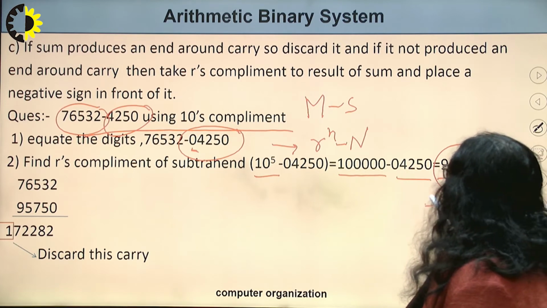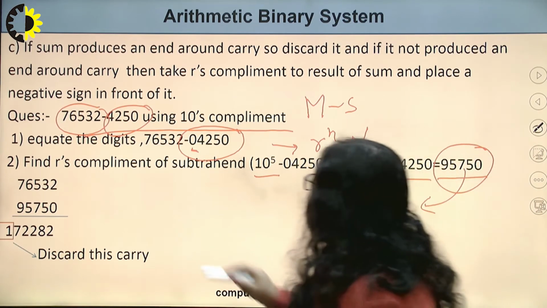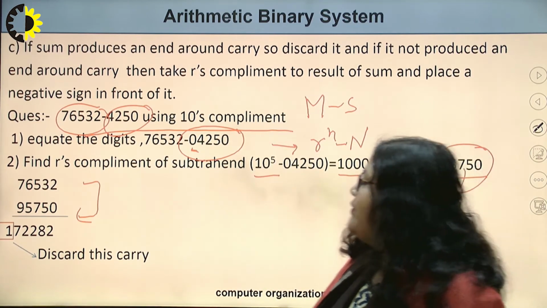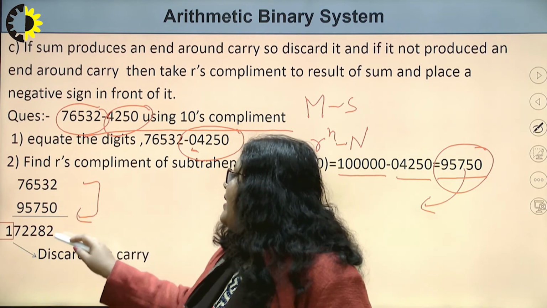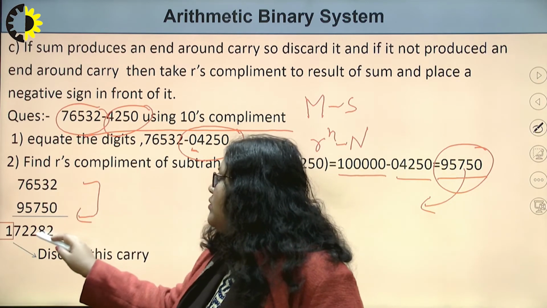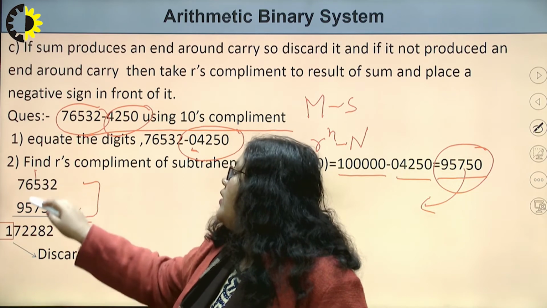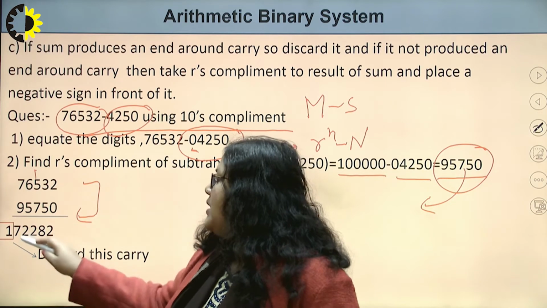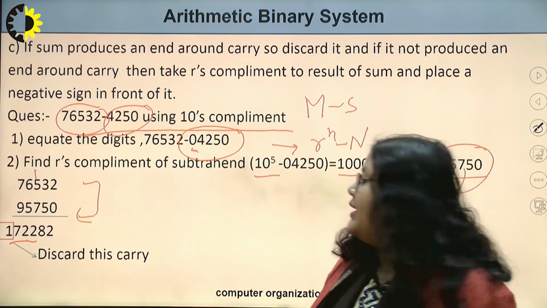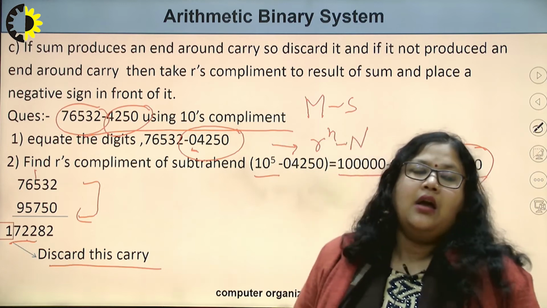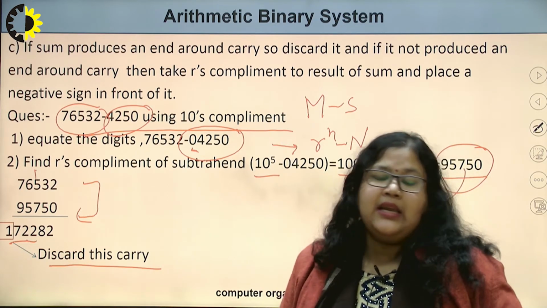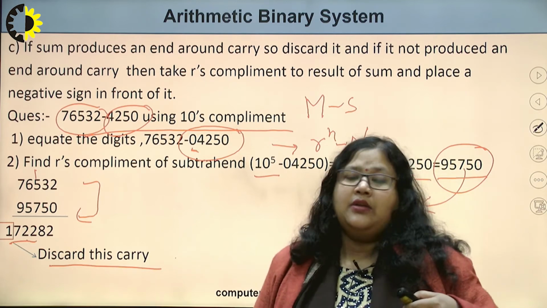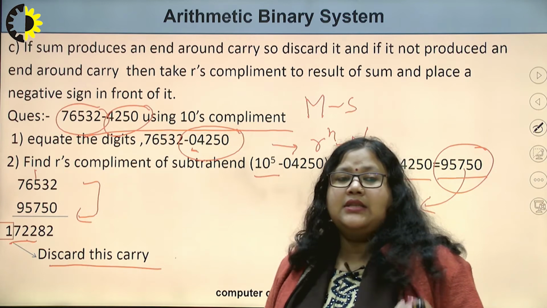Now we have to add this number with the minuend part, that is 76532 plus 95750. 2 plus 0 is 2, 5 plus 3 is 8, 7 plus 5 is 12, so 2 is there, 1 is carry. Now 6 plus 6 is 12, again 1 is carry. Now 7 plus 1 is 8, 8 plus 9 is 17. So 1 is discarded from this carry. If the sum produces any carry, then we have to discard this carry. But now take an example where the sum does not produce any carry.